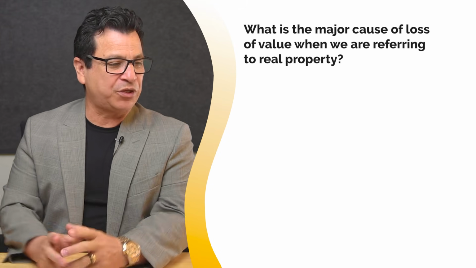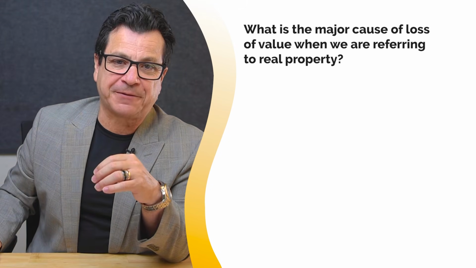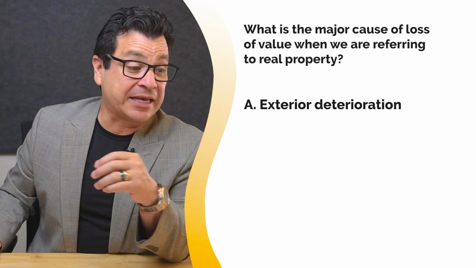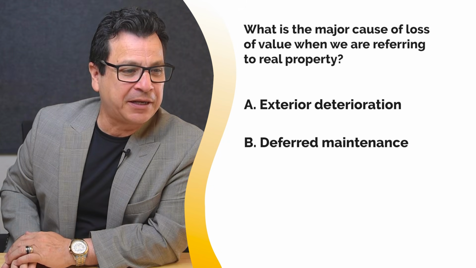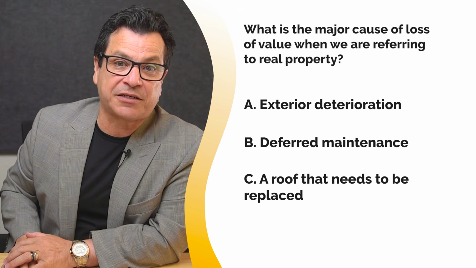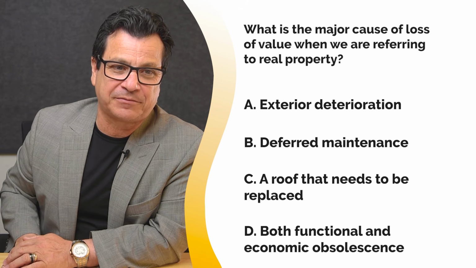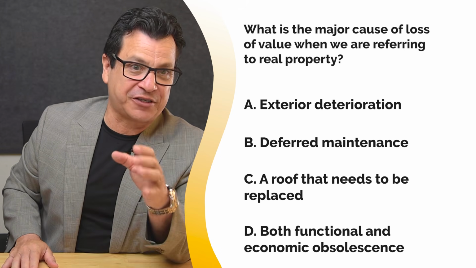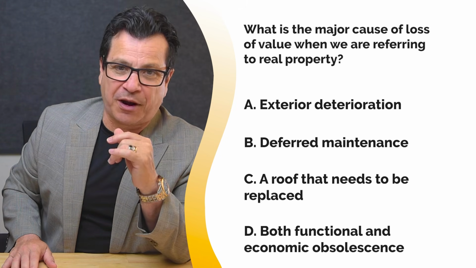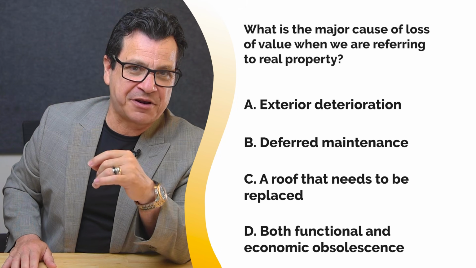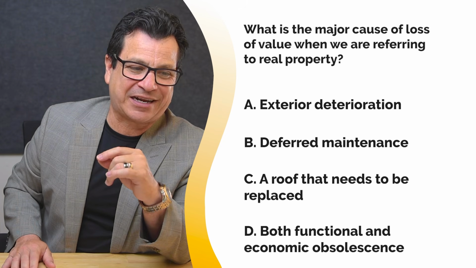Next question. What is the major cause of a loss of value when we are referring to real property? A, exterior deterioration. B, deferred maintenance. C, a roof that needs to be replaced. Or D, both functional and economic obsolescence. Let's go back to the question again so we understand it. What is the major cause of loss of value when we are referring to real property? Exterior deterioration, deferred maintenance, a roof that needs to be replaced, or both functional and economic obsolescence?